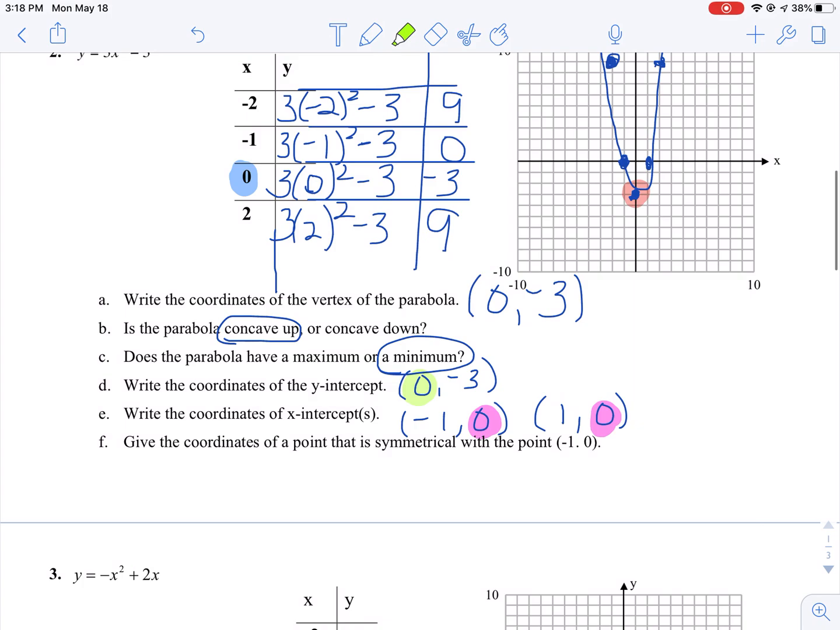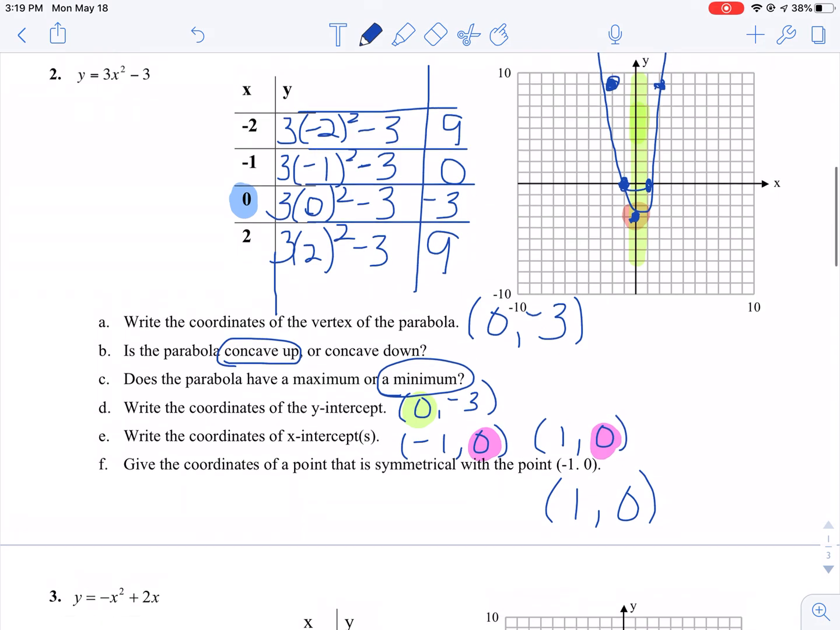And then it says, give the coordinates of a point that is symmetric to the point negative 1 comma 0. And I guess I've already answered that one. 1 comma 0 would be symmetric because it's right across the line of symmetry here. The line of symmetry in this case is the y-axis. And so the point across from negative 1, 0 is 1 comma 0. And sorry about the bad graphing there. It's a little hard with this stylus, but hopefully you can see that.